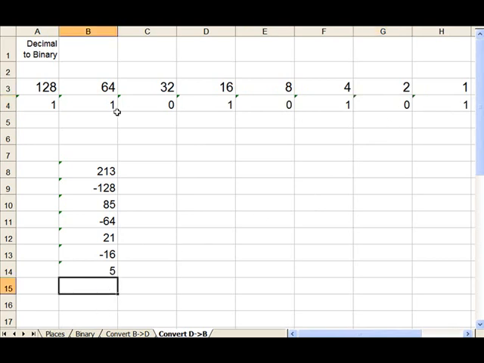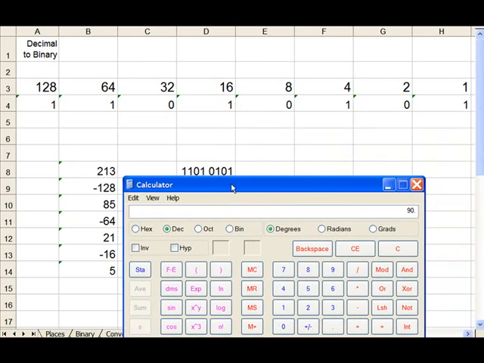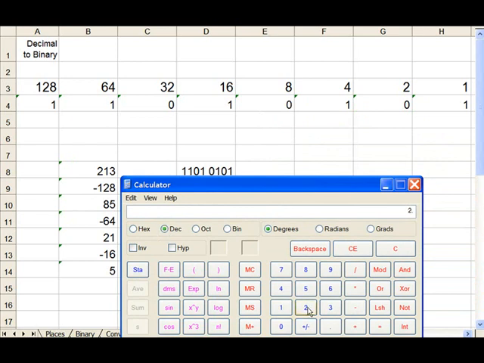So it starts to get easier towards the end. 1, 1, 0, 1 space 0, 1, 0, 1. Okay, so I'm claiming that that is the binary representation of the decimal number 213, and we can always go to our calculator and check that, if I can get the calculator out of the way. So the decimal number 213, convert to binary 1101 0101.